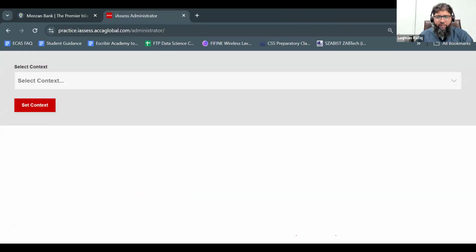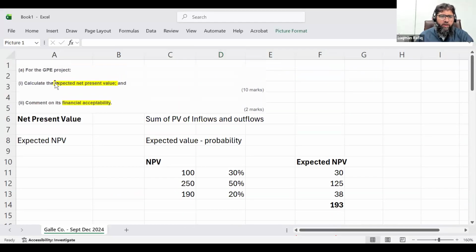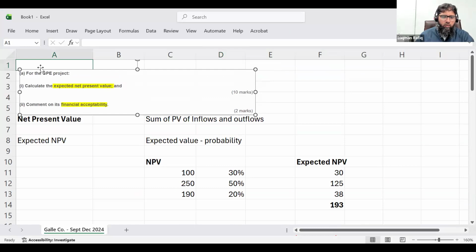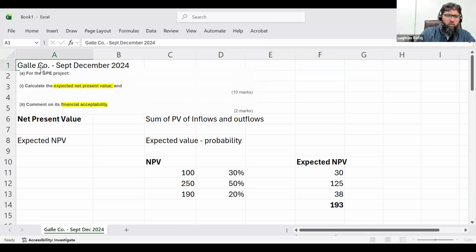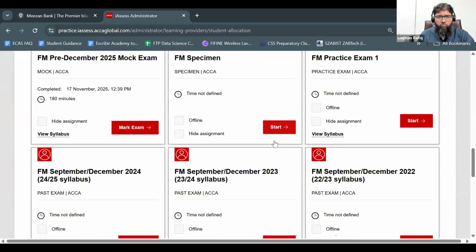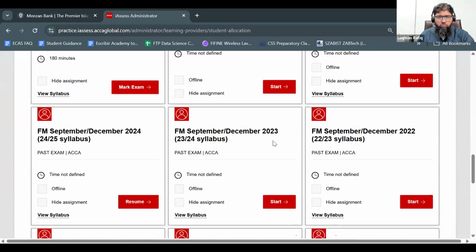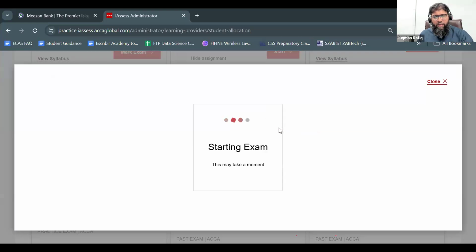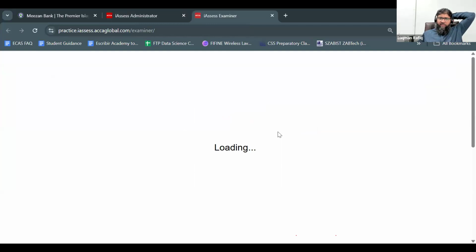So what did we do? We did September, December 2024, the Gall company. Now let's just begin. We are now going to talk about September, December 2023. So we're going to try and do another examination and see how things go about.